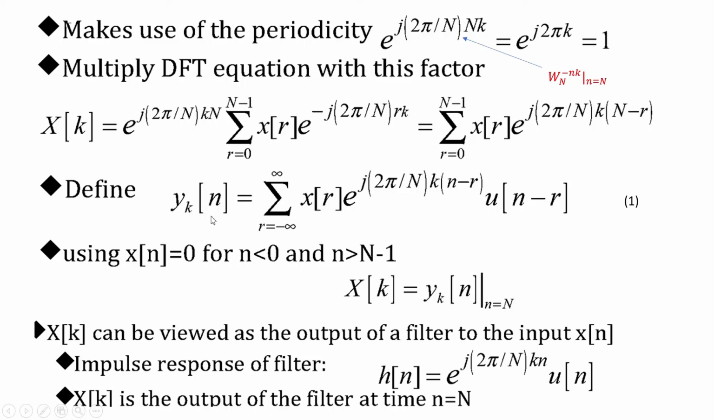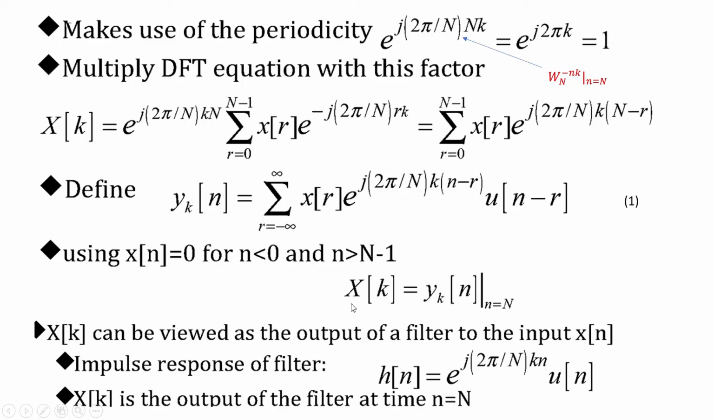Now I define a term y_k(n) equal to x(r) e to the power j 2 pi by capital N k (n minus r) multiplied by the unit step function u(n minus r). Now I define a certain output, y_k. This is using x(n) equal to 0 for n less than 0 and n greater than capital N minus 1. Basically, it is telling me about this, because this unit step function is also present in the equation, which I have defined by myself. I have defined y_k(n) like this. This factor is multiplied by the unit step function, so x(n) is equal to 0 for n less than 0 and n greater than capital N minus 1.